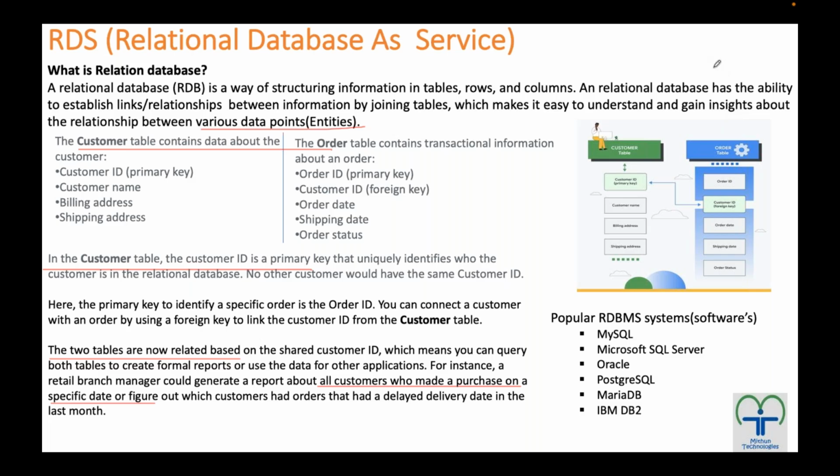There are various database systems, database software, as I told you: MySQL, MySQL Server, Oracle, PostgreSQL, MariaDB, IBM DB2. You have various databases. So this is a relational database. Before any cloud like AWS, Azure or GCP came into existence, we used to have these tables and relational database software.